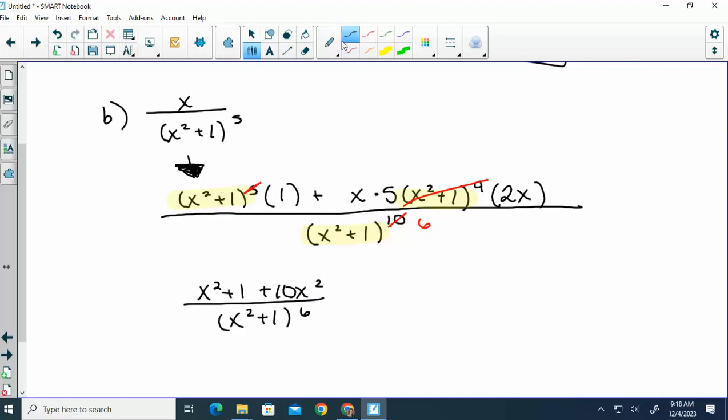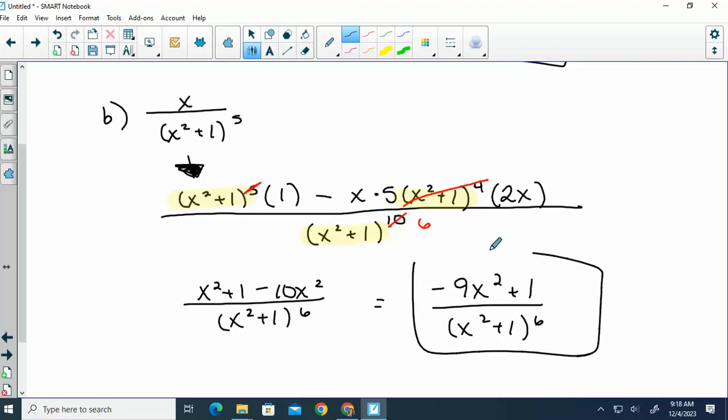I have a mistake, don't I? That's supposed to be a minus right there. Low d high minus high d low. So we get negative 9x squared plus 1 over x squared plus 1 to the 6th. Do you guys know your product, quotient, and chain rules? Make sure if you are struggling with those in any way, shape, or form, you come see me.